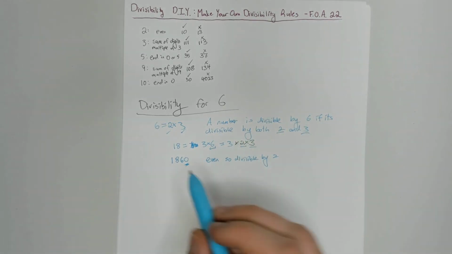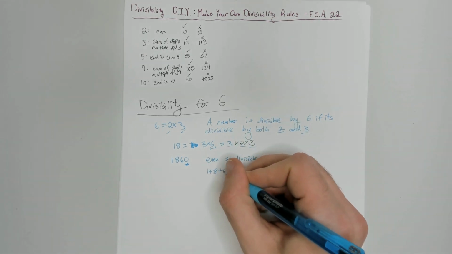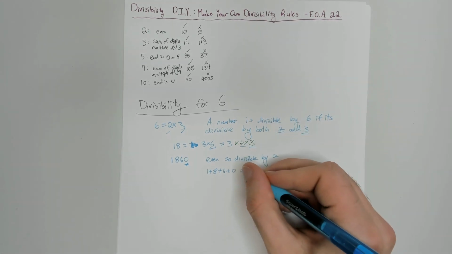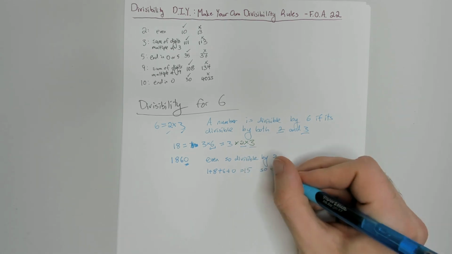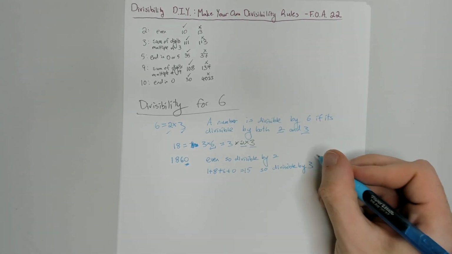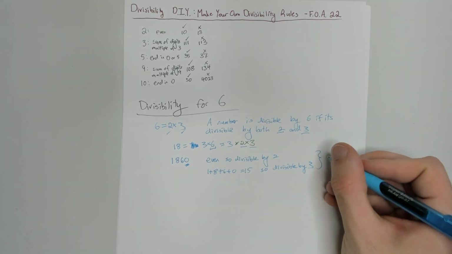And to check if it's divisible by 3, let's add its digits up. So we have 1 plus 8 plus 6 plus 0. That's 9 plus 6 plus 0. That's 15. 15 is a multiple of 3, so our number is divisible by 3. Since it's divisible by both 2 and by 3, our rule that we just learned up here tells us that 1860 is divisible by 6.